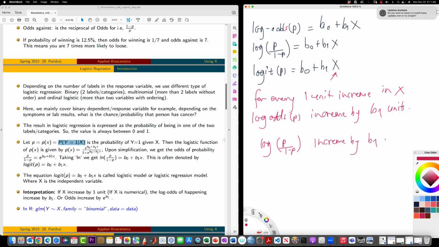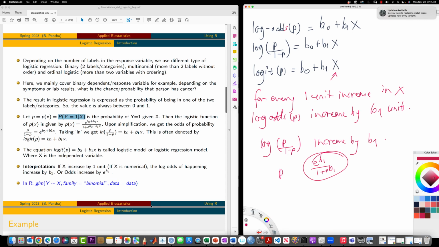Now if you want to solve for p, what will happen? You need to get rid of the log first, so p over 1 minus p will be increased by e to the b1. And if you solve for p, it will be e to the b1 over 1 plus e to the b1. So you can find the probability of increase by solving that way. But we will not do it by hand; all of these things will be done in R.